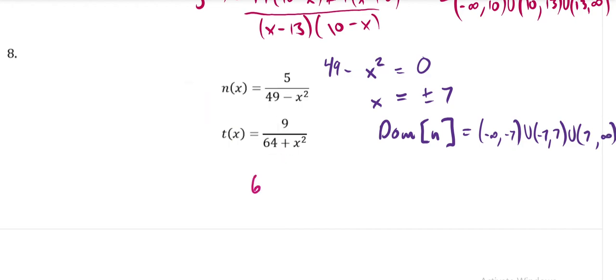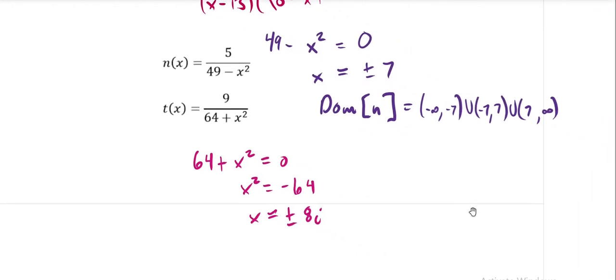Now, on the other hand, 64 plus x squared will be equal to 0 when x squared is equal to minus 64, which happens at x equal to plus and minus 8i. Now, those are complex numbers, and we're talking about what real numbers do I need to restrict. There are no real numbers which make the denominator equal to 0, because these are our only zeros for the denominator, and so there are no domain restrictions. That tells us that the domain of t is the whole real number line.